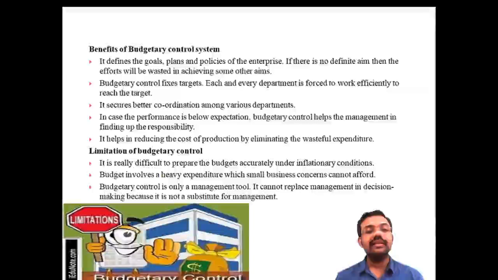The second one: a budget involves heavy expenditure, which a small business organization cannot afford. It is an expensive process, therefore a small organization cannot afford the concept of budgetary control. It is a costly device. And budgetary control is only a management tool. It cannot replace management decision making because it is not a substitute for management. That is another drawback of budgetary control.